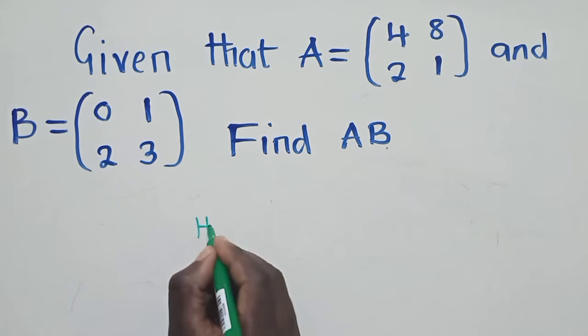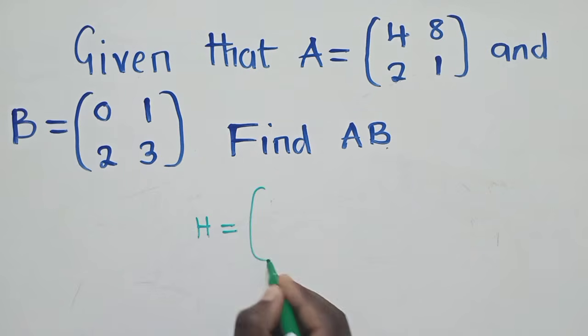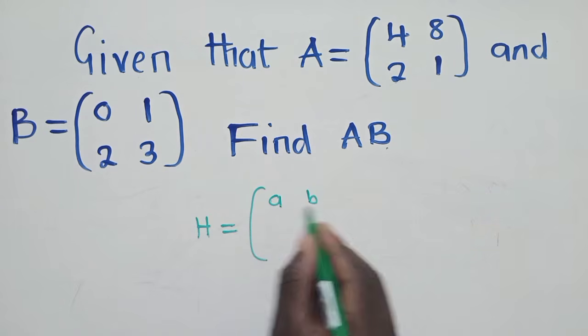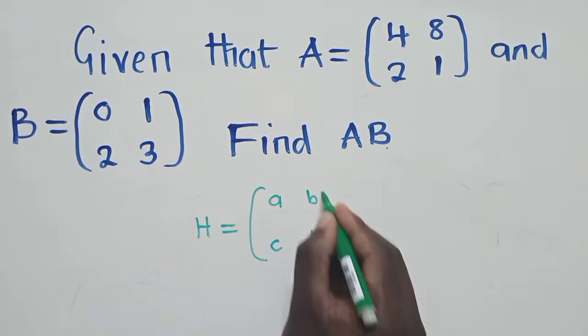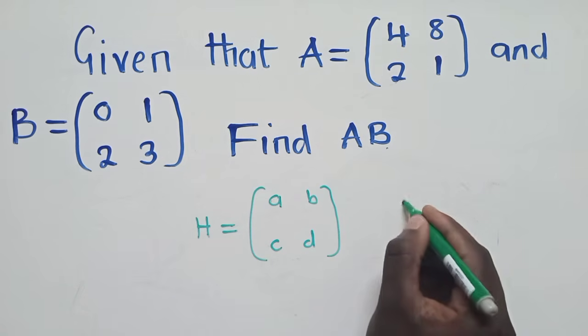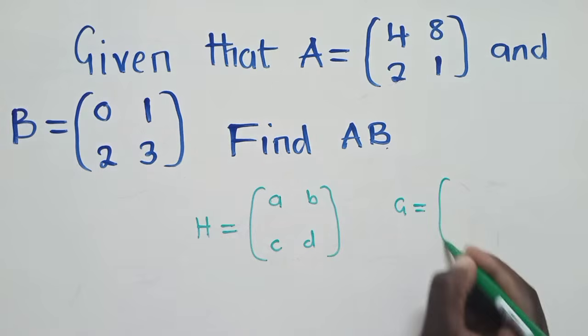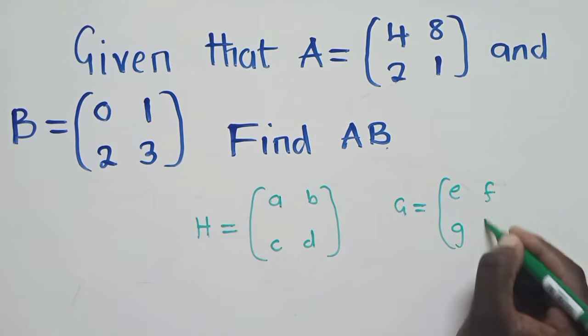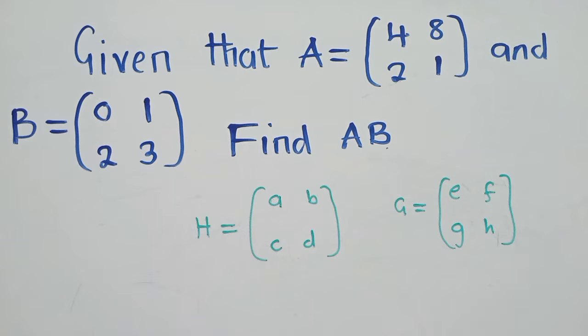Let's understand a few things before we answer this. We have a matrix here, and this matrix is called H. It has the following entries: A, B, C, D. And we've got G here. Matrix G has E, F, G, and H there. So I've got these two matrices.